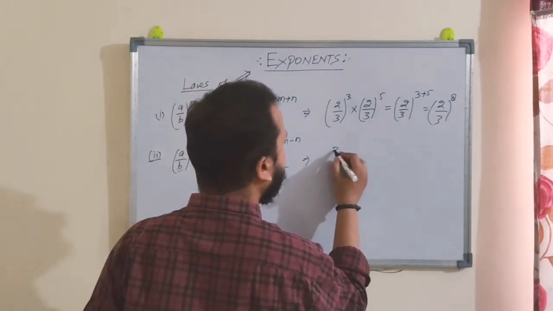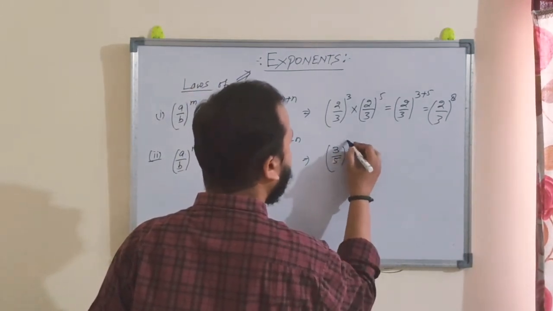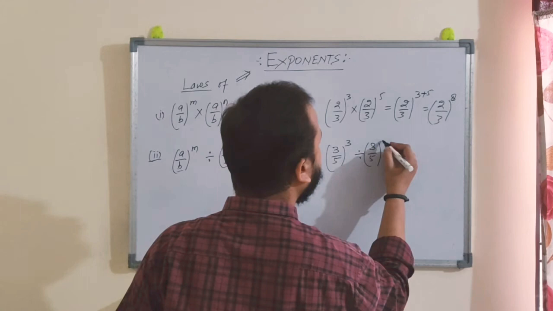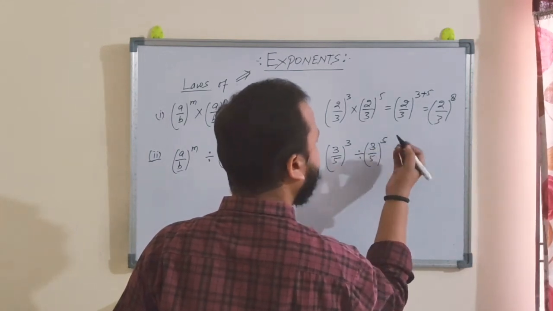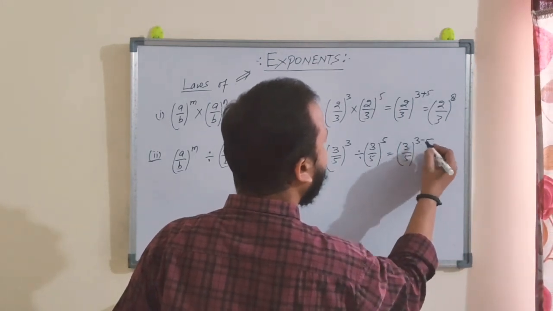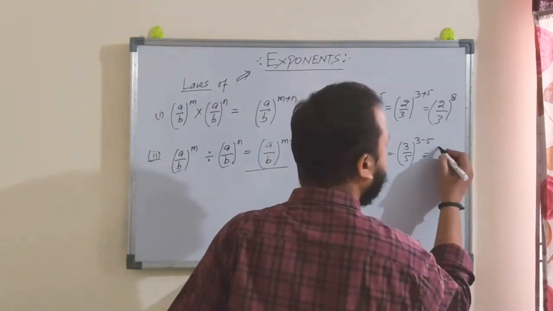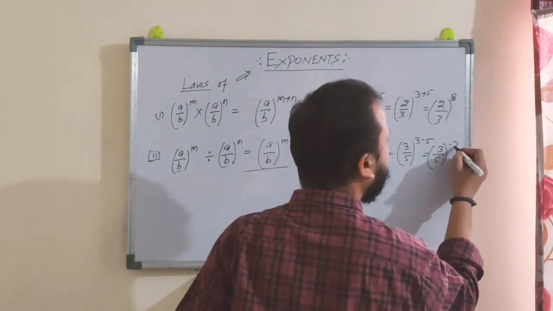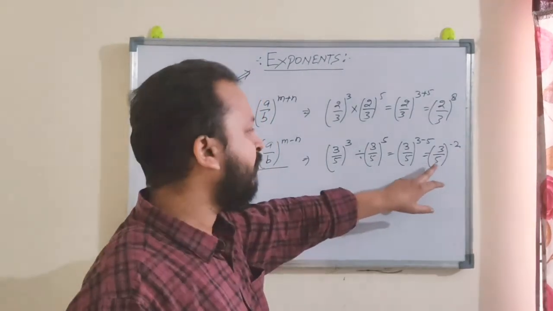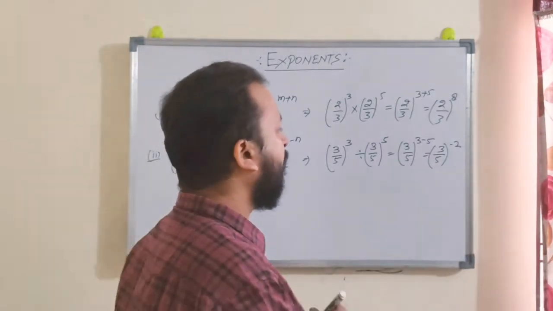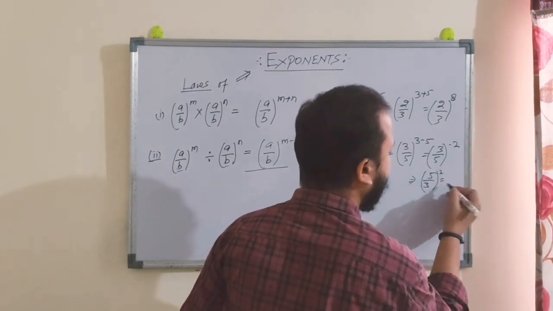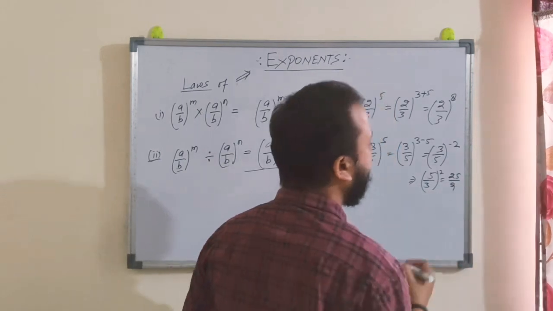Suppose it is written as (3/5)^3 divided by (3/5)^5. You can write it as (3/5)^(3 minus 5). Then you will get the answer as (3/5)^(-2). And you know that if a negative exponent is given, you have to take the reciprocal. So you can also write it as (5/3)^2, and if you open the bracket, you will get 25/9 as the answer.